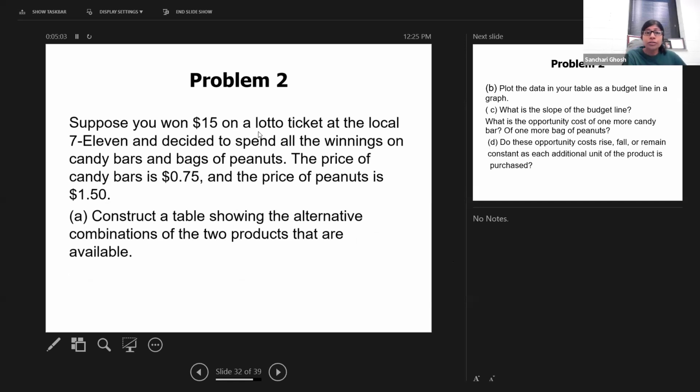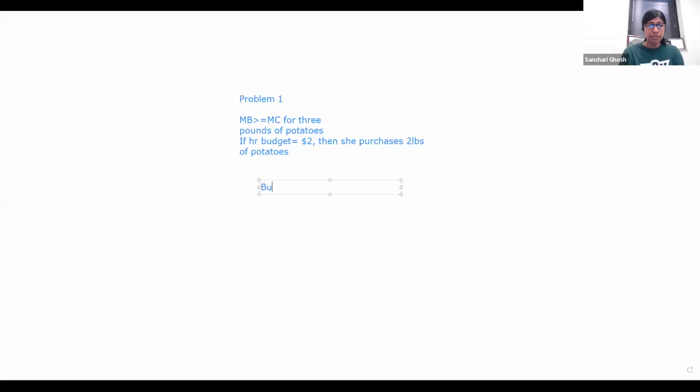You have $15 as your budget from a lotto ticket at the local 7-Eleven, and you decided to spend all the winnings on candy bars and bags of peanuts. You are spending $15 as your budget on candy bars and peanuts, and the price of candy bars is 75 cents, and the price of peanuts is $1.50. All this is very important, ladies and gentlemen. When we do budget problems, I always tend to write down the information. Budget, problem 2.